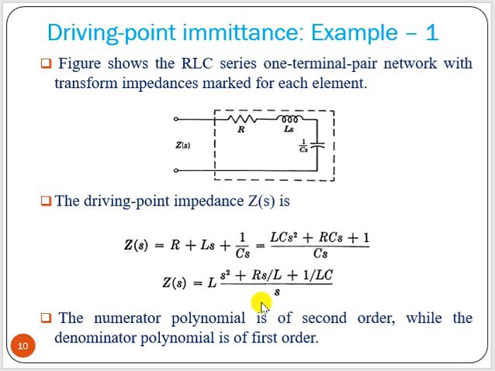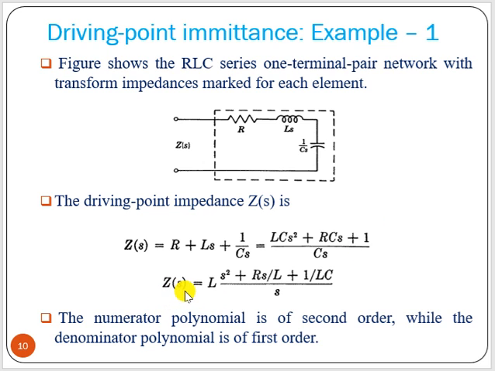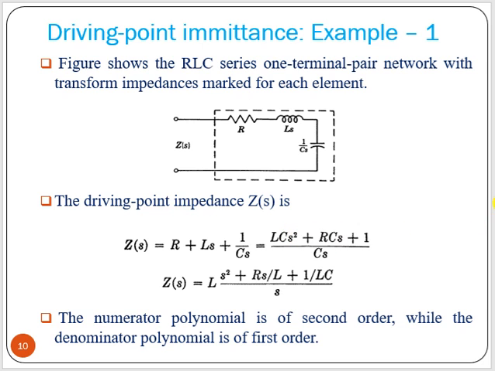So we have this numerator polynomial that you can see here. This is nothing but second order, and the denominator polynomial is of first order. Now see here, this is nothing but Zs written as K into the ratio of two polynomials. Now the order can be different. So this can be written as a rational function of two polynomials.